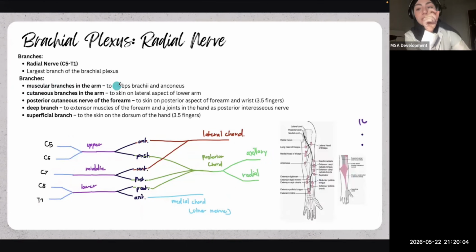Now, the radial nerve is very important, and it's the largest branch of the brachial plexus. Why? Because recall, I told you posteriorly in the arm, I have one nerve that's doing all the work for me, and it's mostly the radial nerve. But keep that in mind, and it's very easy. It's the largest branch, so it will supply most of the posterior arm. It's dealing with a lot. And yeah, these are going to be its branches.